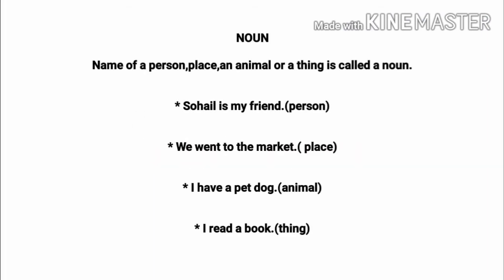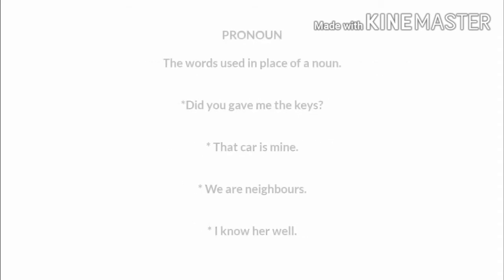Noun. Name of a person, place, an animal or a thing is called a noun. Sohail is my friend. Sohail is the noun. We went to the market. Market is a place. I have a pet dog. Dog is an animal. I read a book. Book is a thing. So you can see that in these examples we can see all the names of person, place, animal or thing. So these are the nouns.